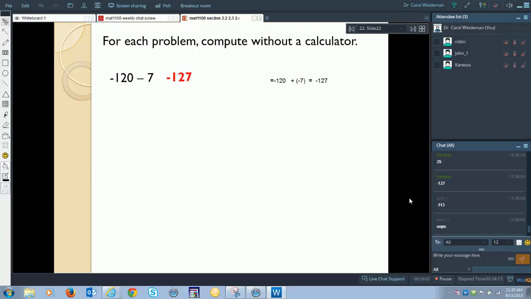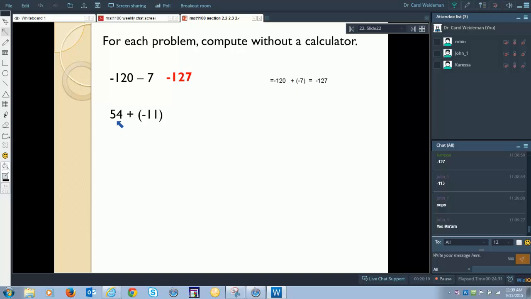Okay? So John, do you see that? Remember what we said, we changed it into an addition. I'm going to switch the subtraction to addition, and then I'm going to add the opposite of that second number. Okay? Let's try another one.